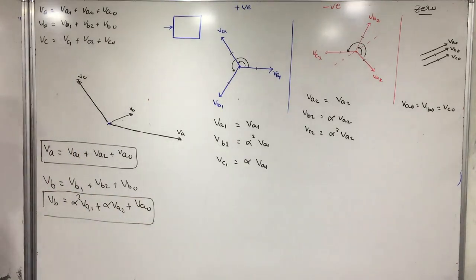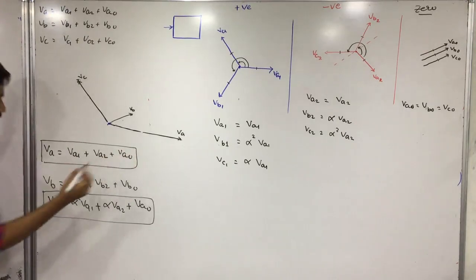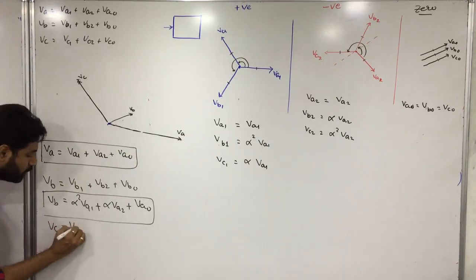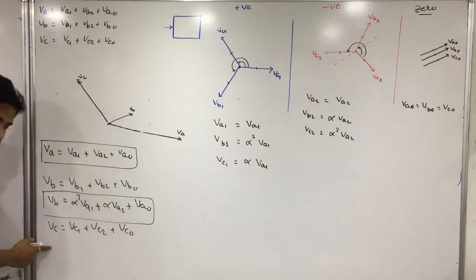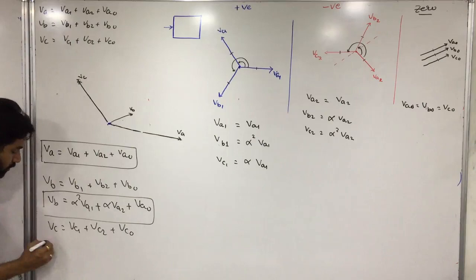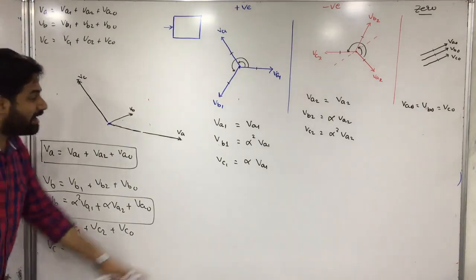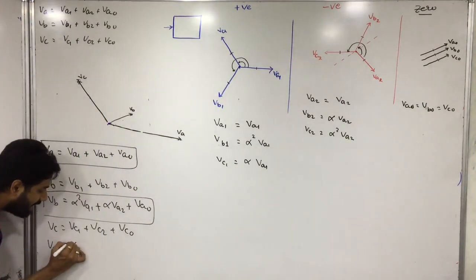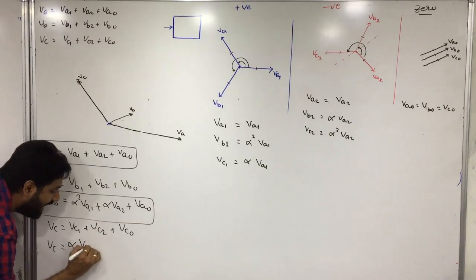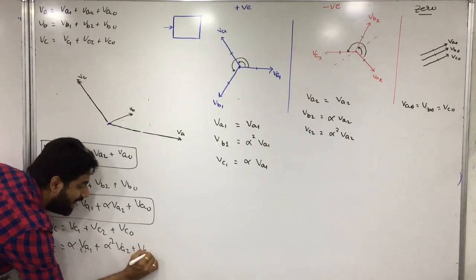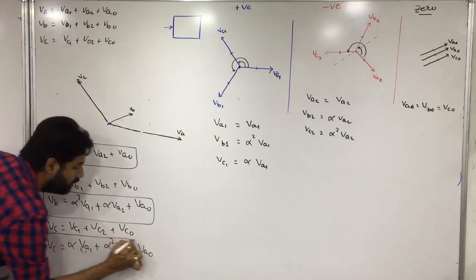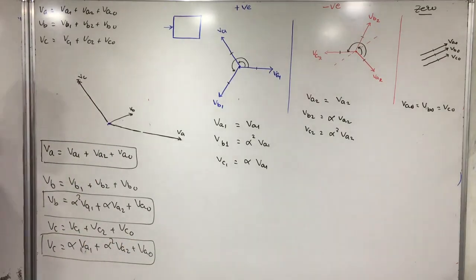Is it clear? Let's write down the third equation. VC is equal to VC1 plus VC2 plus VC0. Is it visible in camera? VC1 is given by alpha VA1, so it is alpha VA1 plus alpha square VA2 plus VA0. So I have got VC as well. Any doubt on this?